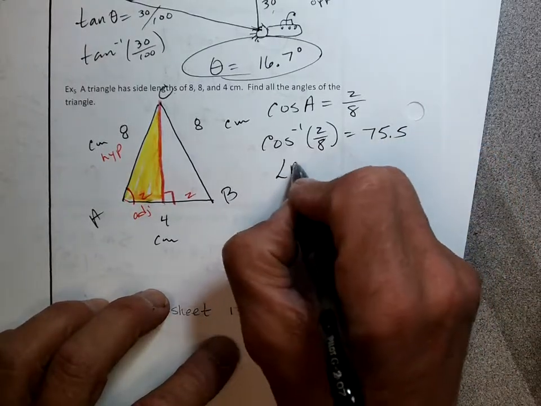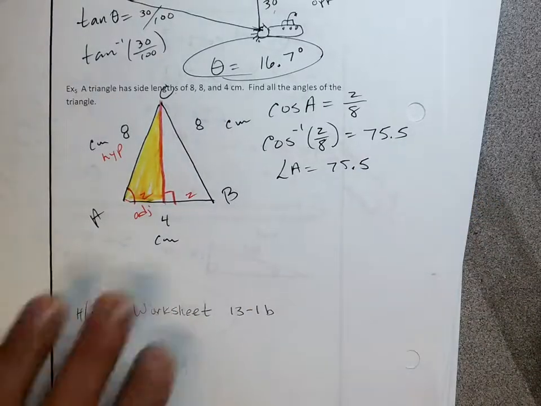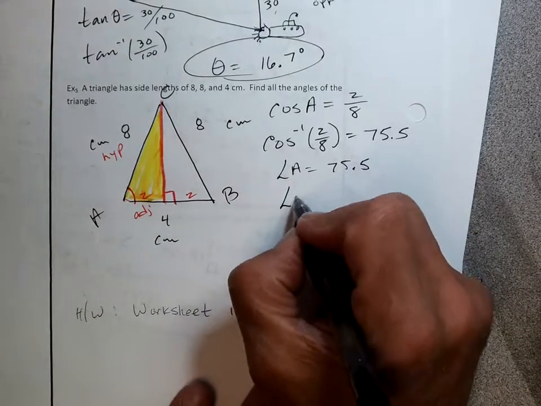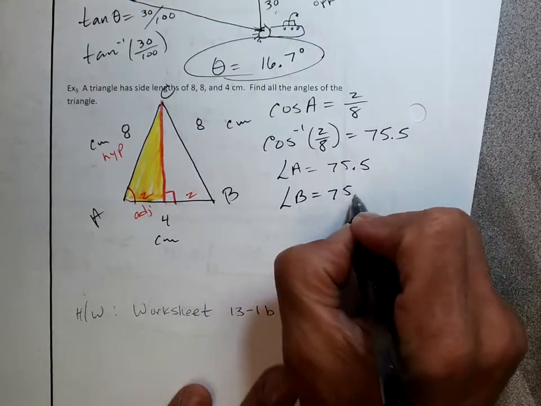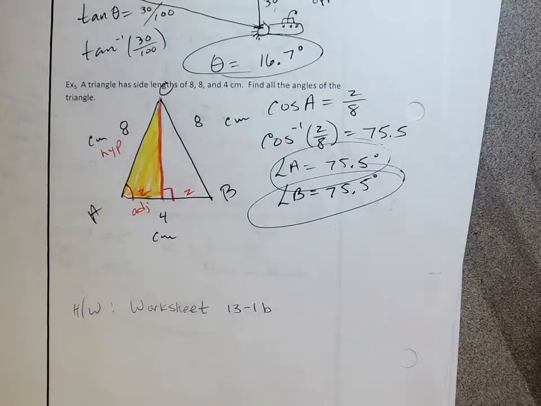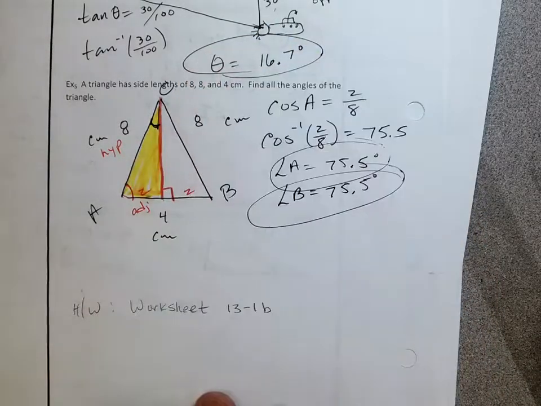So angle A is 75.5. And so is angle B. You guys agree? So is angle B, because angle A and angle B have to be equal because it's an isosceles triangle. So angle B is also 75.5 degrees. Okay. So I got A and I got B because they're equal. And then to find angle C, let's find half of angle C, right? Let's find half angle C and then we'll just double it, right?